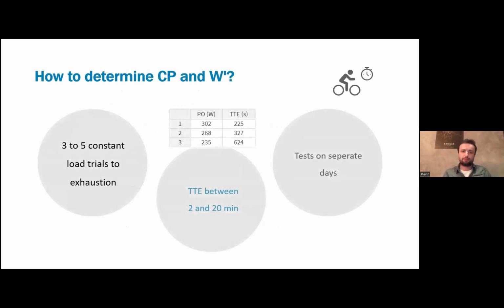How do you determine critical power and W prime? There's a lot to say about the determination of critical power and W prime as well, but I will not go into detail on this because it would bring us too far. But just for your interest, the classic method to determine critical power is that you need several constant load tests, or if you want to do it in practice, you can use time trials as well, of course. It's recommended to have at least 3, possibly 4 to 5 tests within a time range of 2 to 20 minutes, because we know within that time range, the critical power model works well for different reasons.